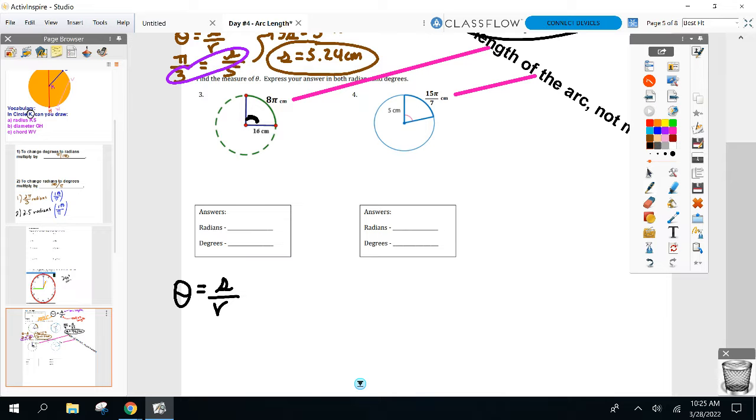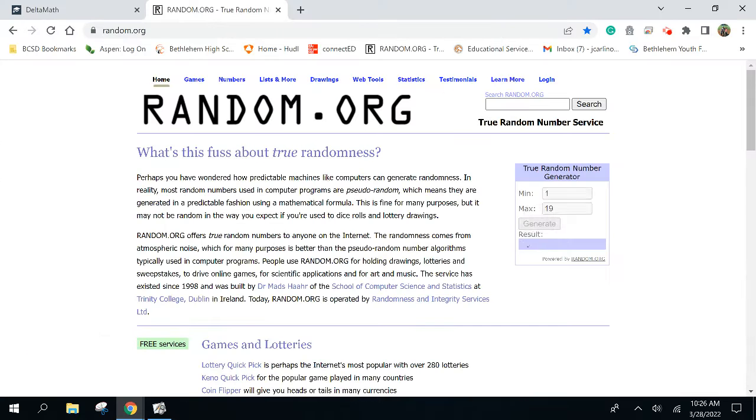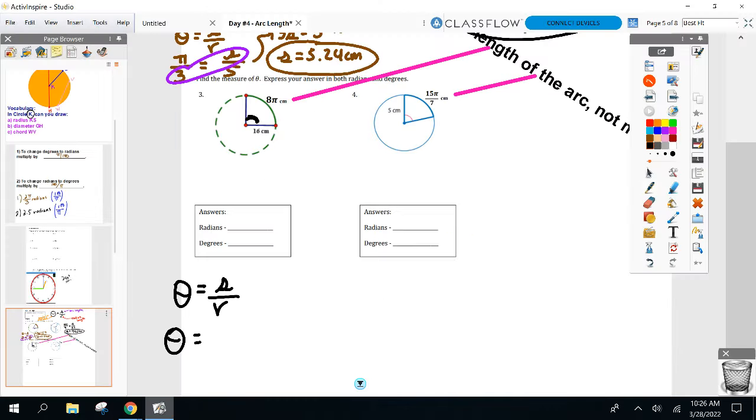Is anything going to get plugged in for theta? That's what I'm asking you to find, the angle, so just leave it. Theta. What's your arc length? S. Arc length. How long is the arc here, number 3?